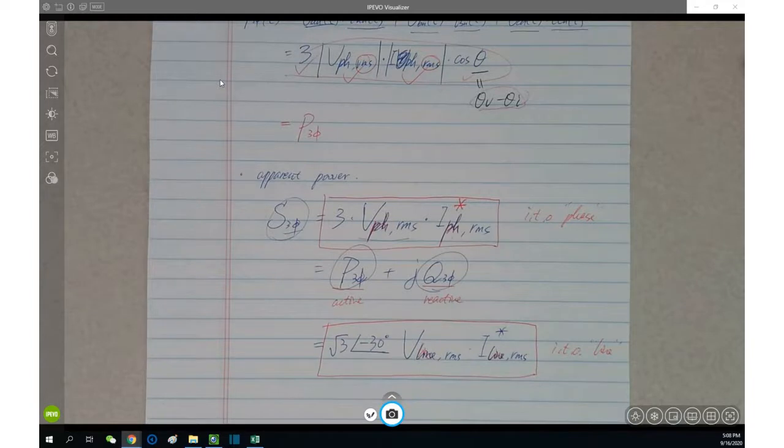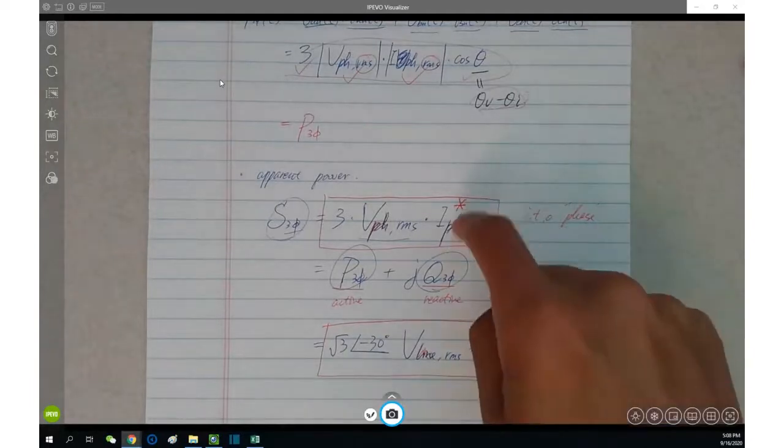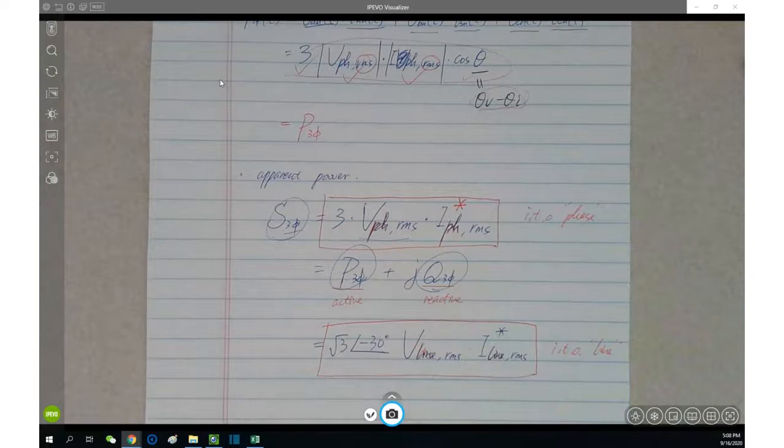So here I want to emphasize there's no reason for us to find the active power and then the reactive power respectively to come up with the apparent power. That's the opposite of a shortcut. So you want to go directly to the apparent power, the complex power, in terms of either phase quantities or line quantities, whichever is more convenient.